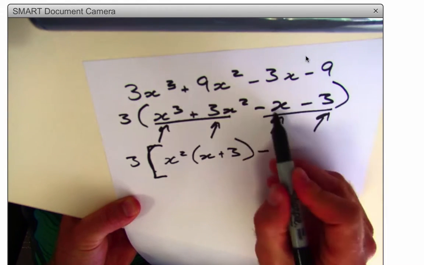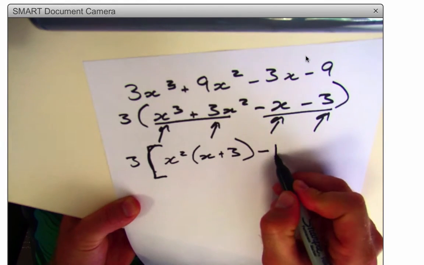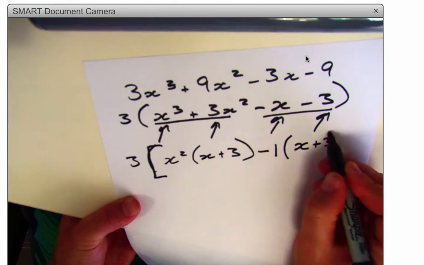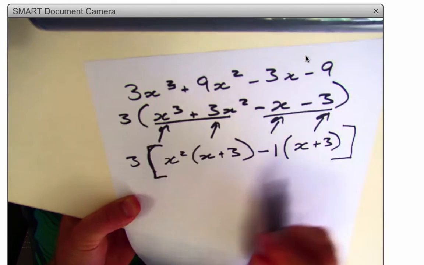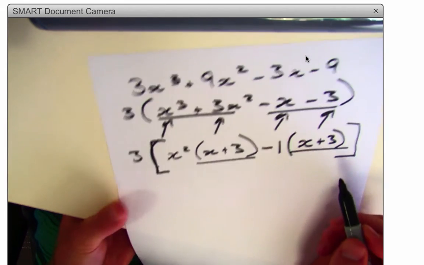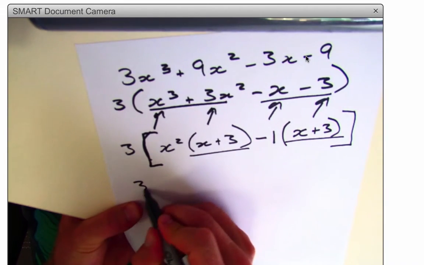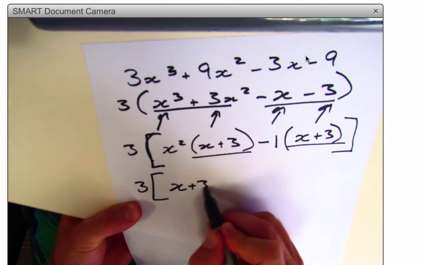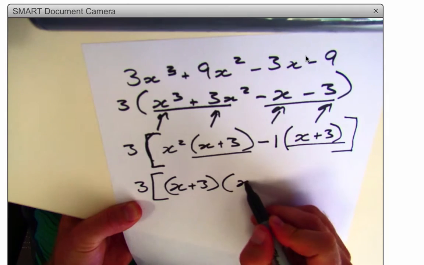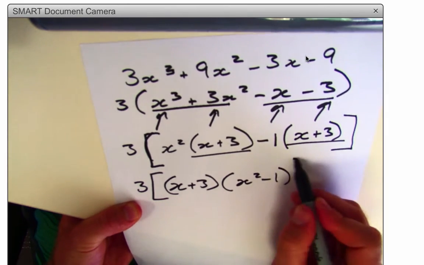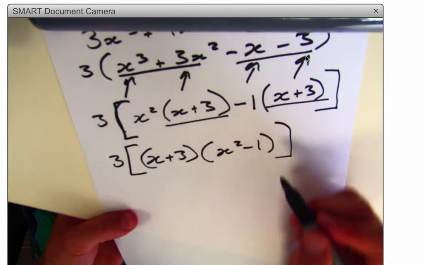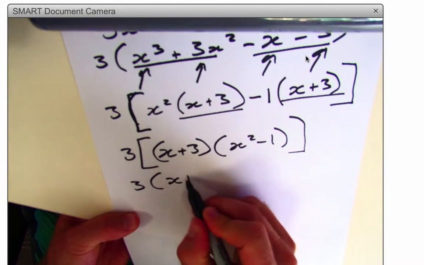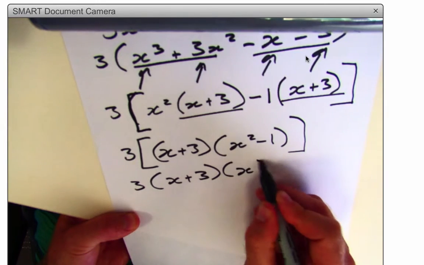There isn't really a common factor here. The only common factor is actually 1. So I'm going to put 1, and then it's x plus 3. Lo and behold, x plus 3, x plus 3. Why does it always work? We get 3 outside of x plus 3, and then x squared minus 1. We don't actually need the square brackets here, so I might get rid of them now and just write x plus 3, x squared minus 1.